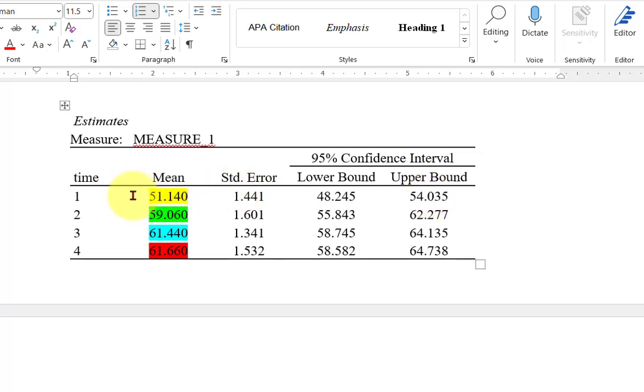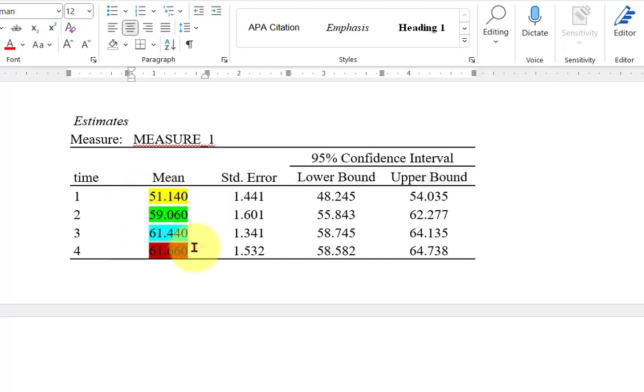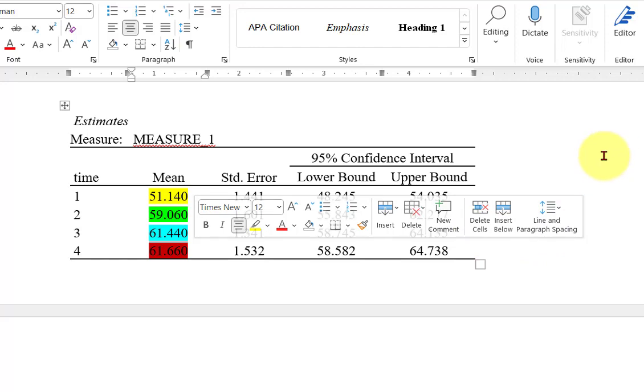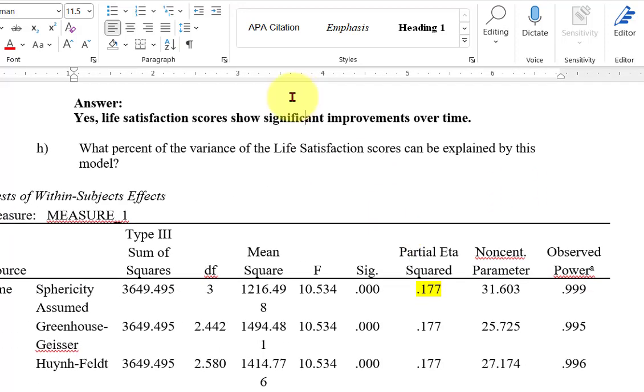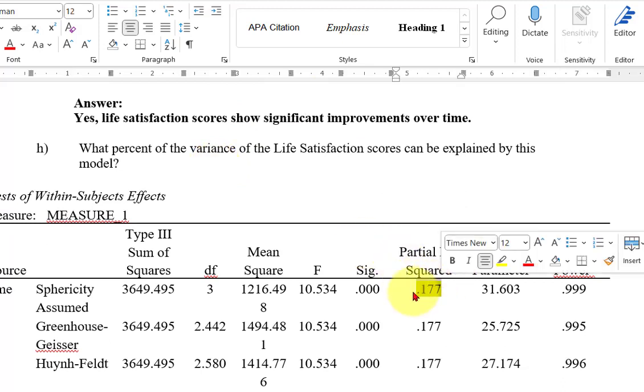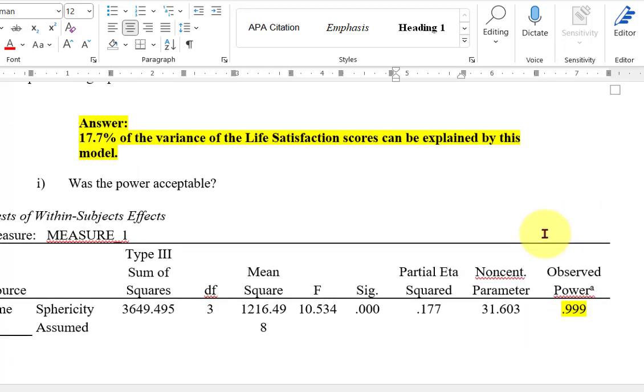They sure did. Right? They started at 51.14. They ended at 61.66. That's an increase of over 10 points. So, yes. So what percent of the variance can be explained by the repeated measures? 17.7%, which is actually kind of high for this kind of test. And I think there's a power question coming up. Yeah, power acceptable. It certainly was.